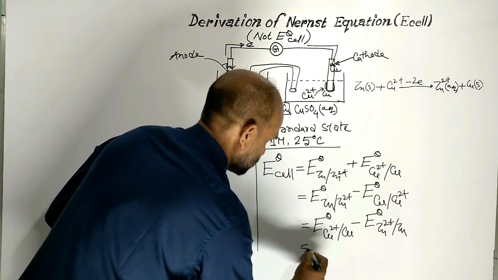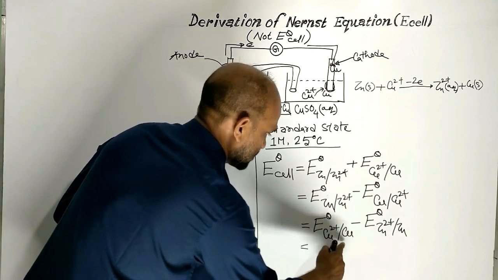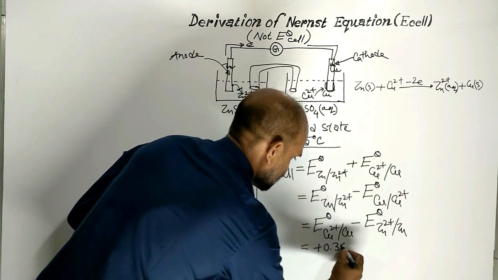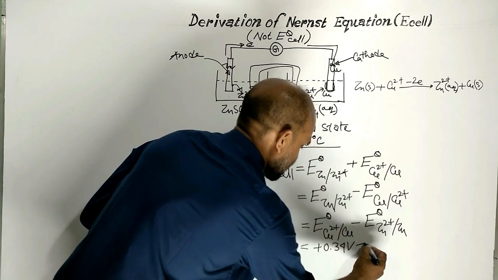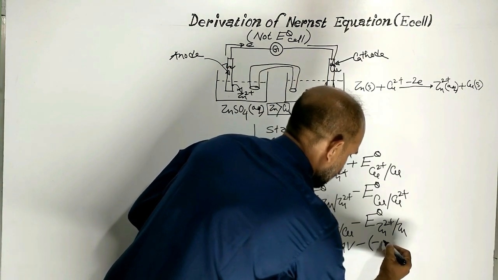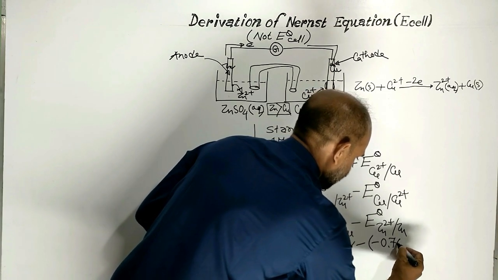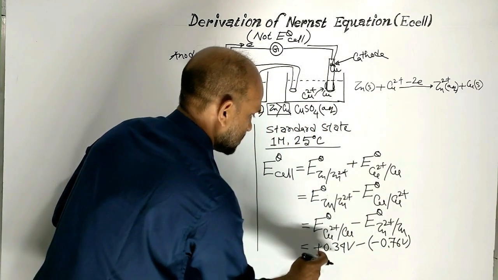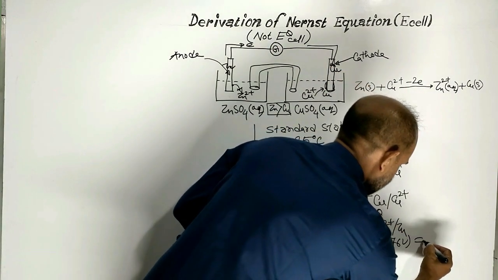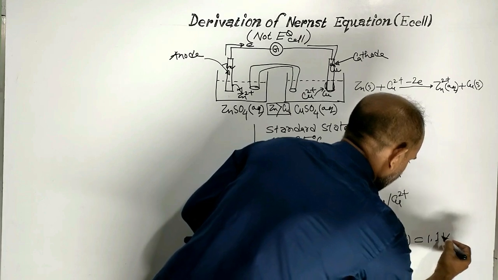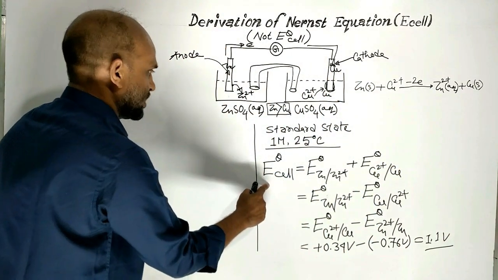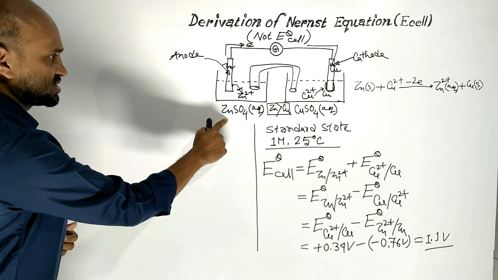Suppose we know the standard reduction potential of copper is plus 0.34 volt, minus the standard reduction potential of zinc, which is minus 0.76 volt. Then here the standard cell potential of the Daniell cell is 1.1 volt, which is obtained very easily when the cell is in standard state.